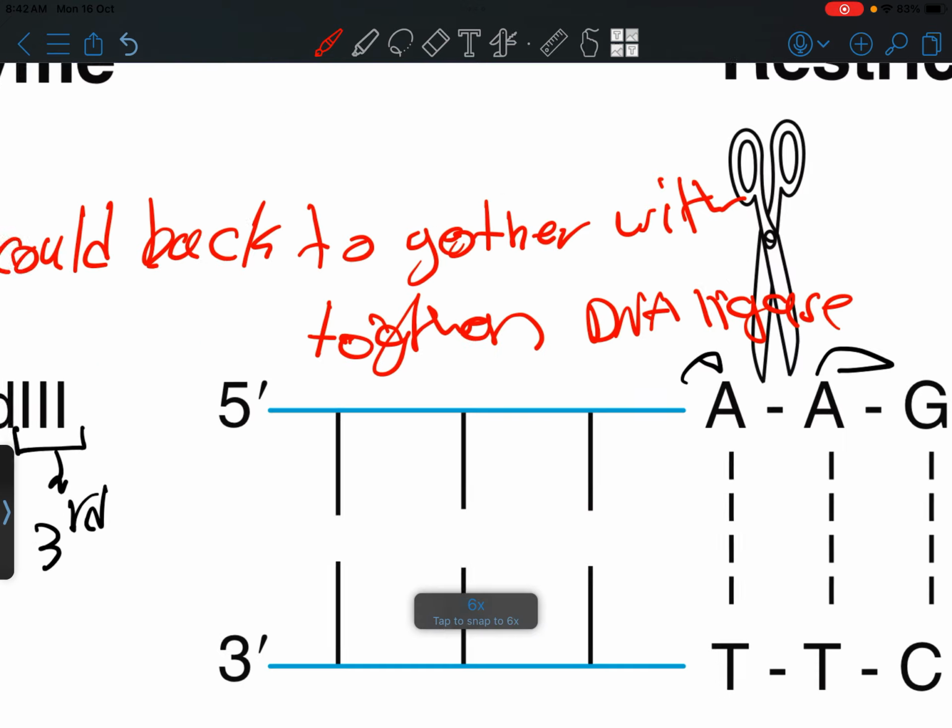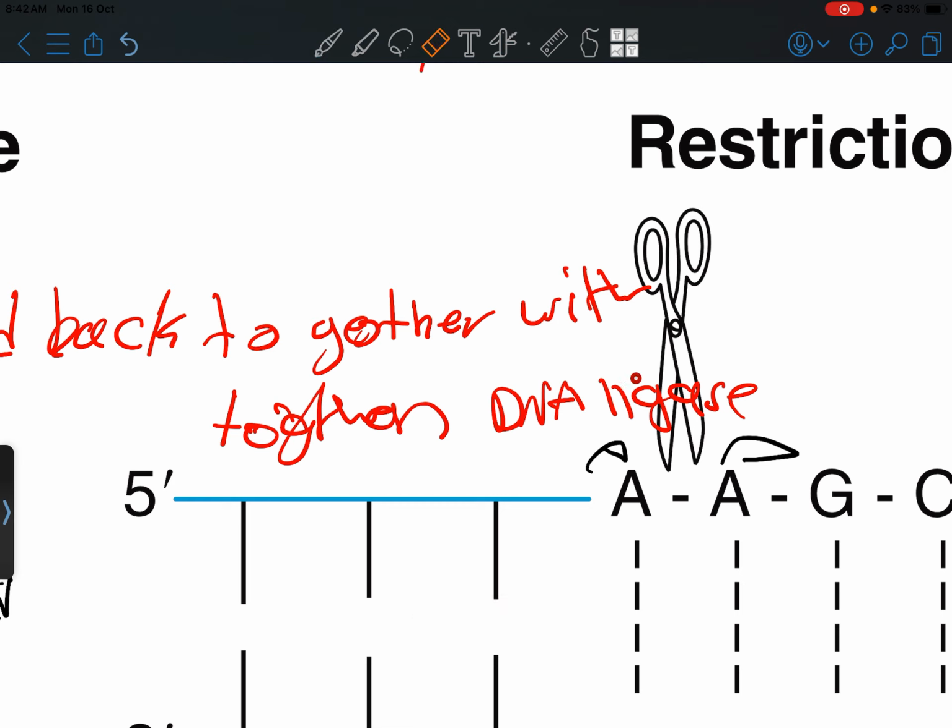Now, these two fragments, now we have two separate DNA fragments. Each DNA fragment has blunt end, cohesive end, cohesive end, blunt end. We can take these two fragments and bring them back to their original state if we use what? An enzyme called DNA ligase. So we can go back from here to here using an enzyme called what? DNA ligase.